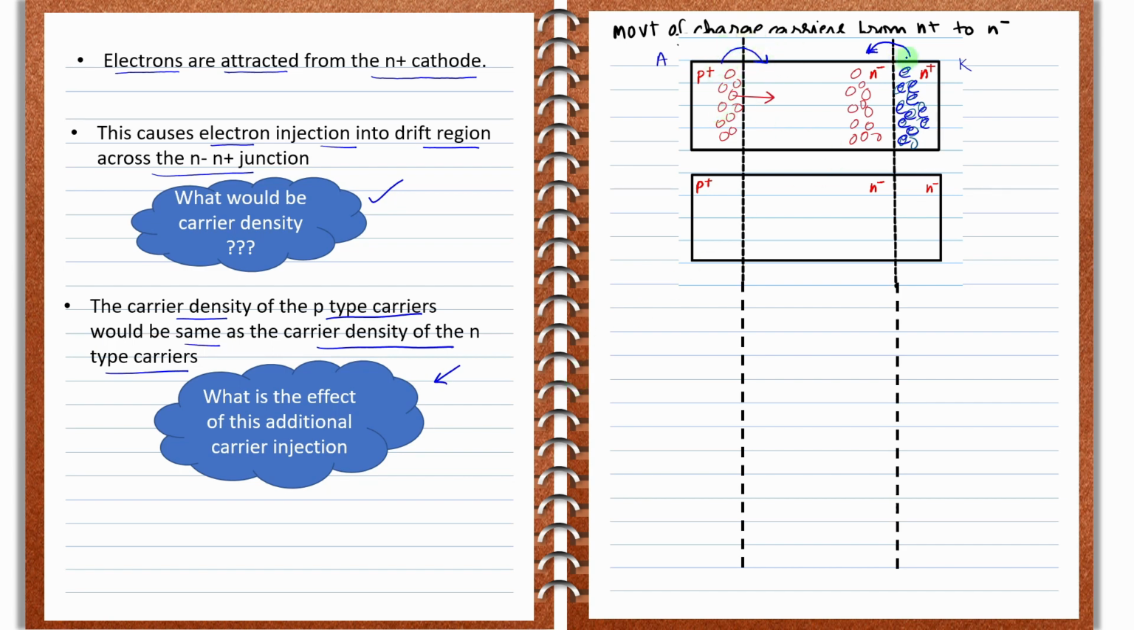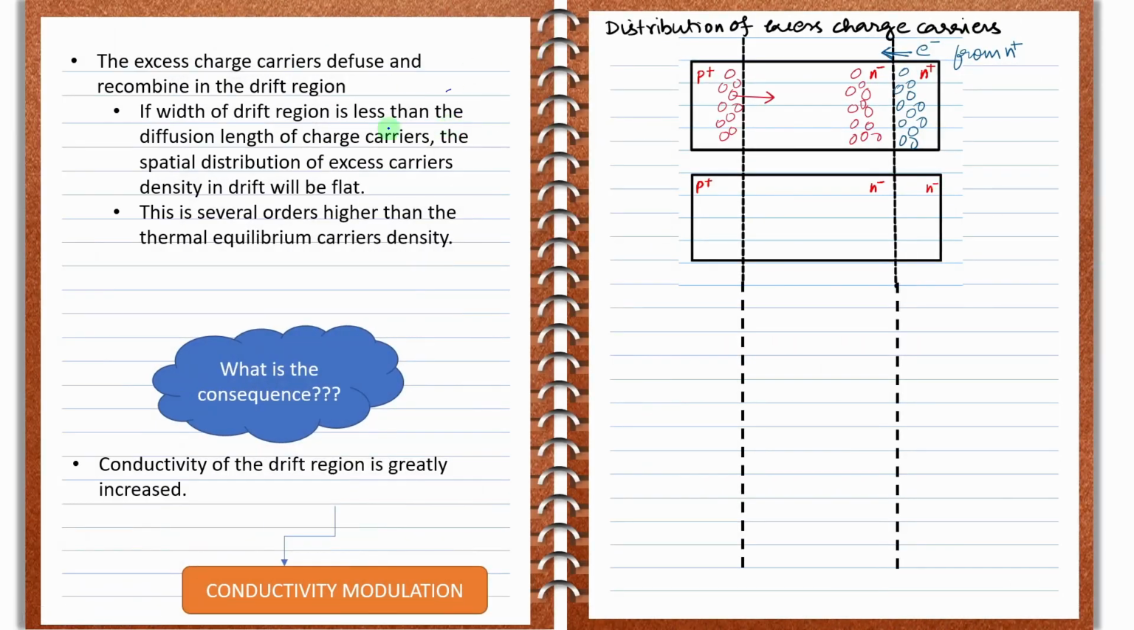One is the holes and one is the electrons inside the drift region. Holes are coming from P plus and electrons are coming in from N plus. So what is the effect of this additional carrier injection? That we'll see in the next slide. So what would happen here? Naturally, the excess charge carriers diffuse and recombine in the drift region. The recombination is going to happen inside the drift region.